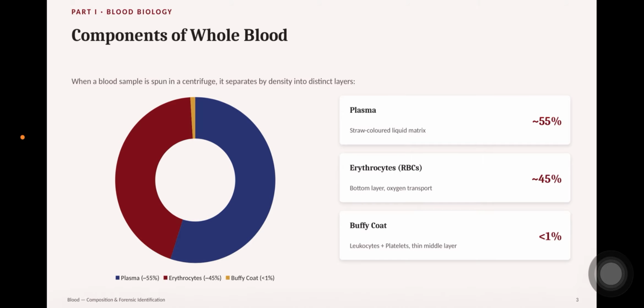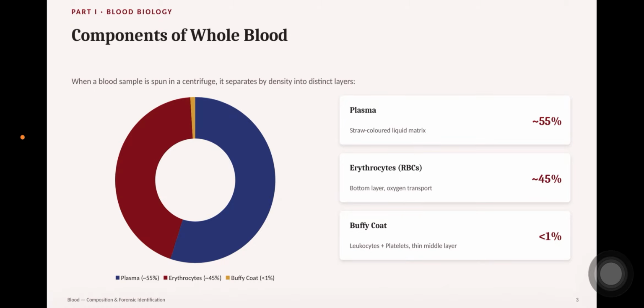Now, the question here is why does blood separate into three layers after centrifugation? Because every component has a different density. RBCs are the heaviest because they contain large amounts of hemoglobin. Plasma is mostly water, making it the lightest. WBCs and platelets have intermediate density, so they form the buffy coat.